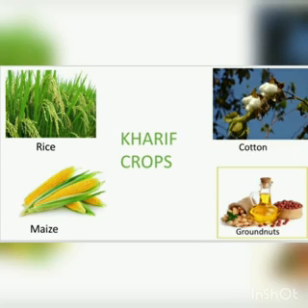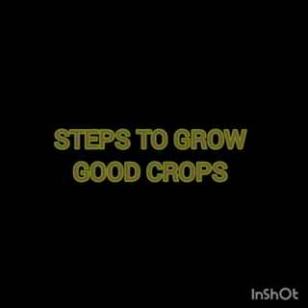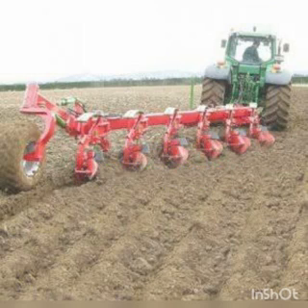Winter crops are called rabi crops. They grow well in winter. They are generally planted in November and harvested in April. Wheat, barley, pea, and gram are examples of rabi crops. Now let us see steps to grow good crops.